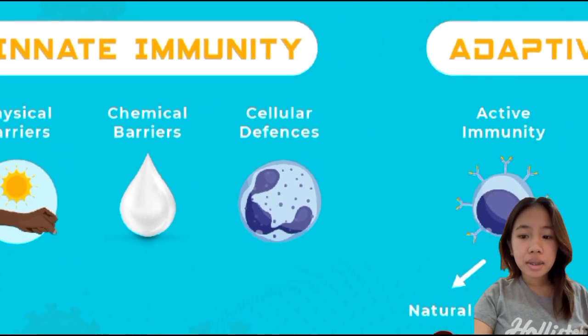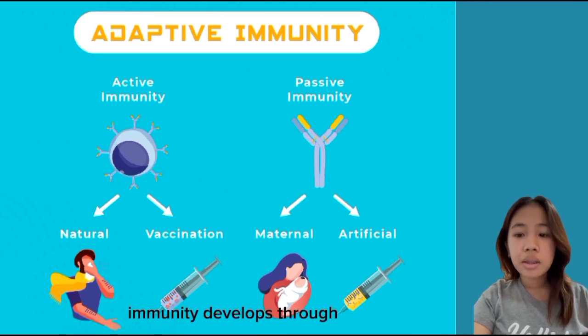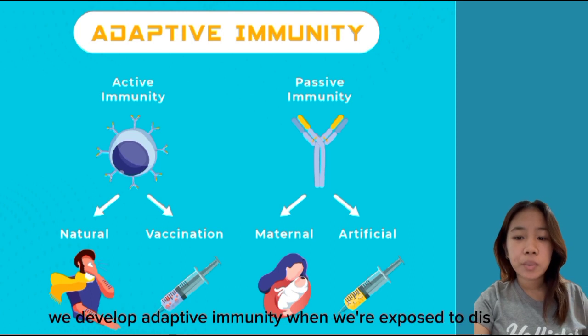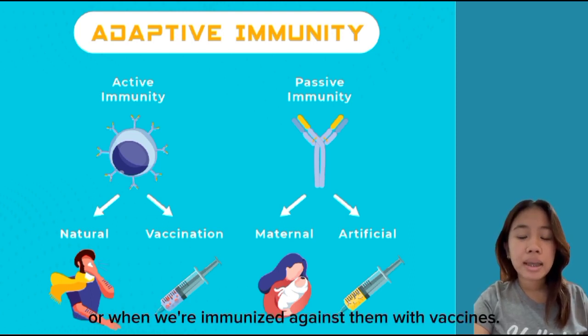So let's proceed to the adaptive or active immunity. Immunity develops throughout our lives. We develop adaptive immunity when we're exposed to diseases or when we're immunized against them with vaccines.